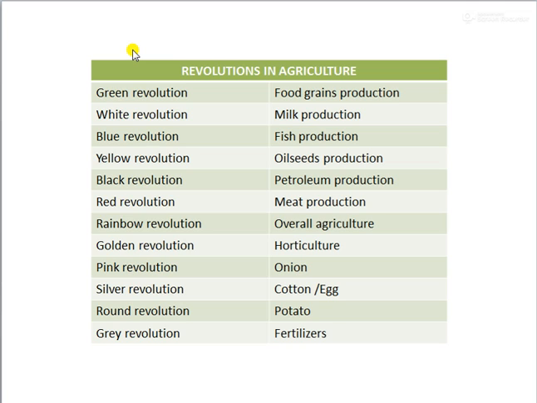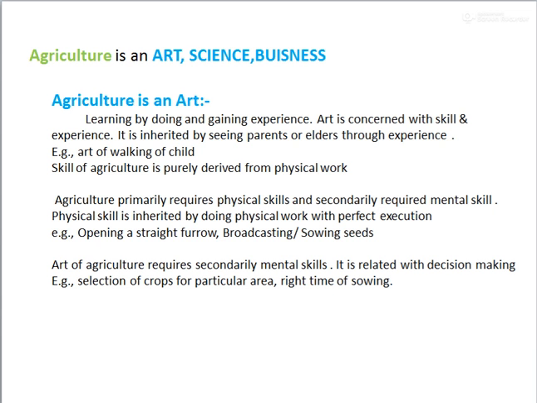Rainbow revolution, associated with overall agriculture. Golden revolution, associated with horticulture. Pink revolution is associated with onion production. Silver revolution is associated with cotton or egg production. Round revolution is associated with potato and grey revolution is associated with fertilizers. In the first slide, we see that agriculture is an art, science and business. In this, we will discuss in detail how agriculture is an art.